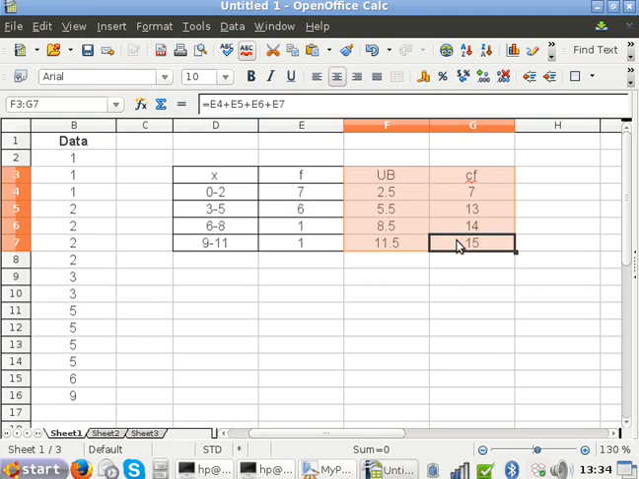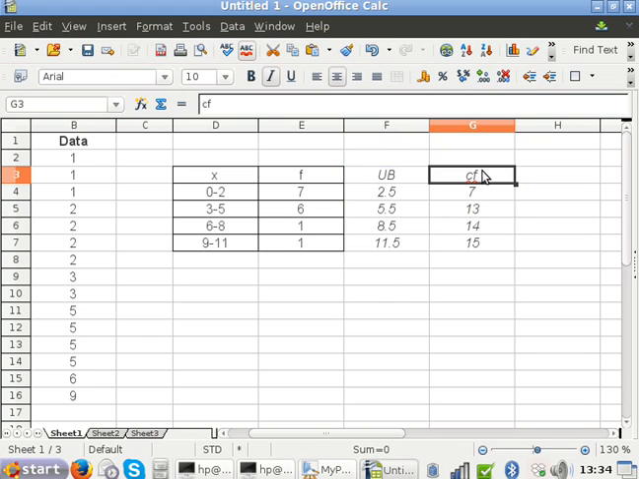Okay, so this is your extension. So what I want you to do for me now is to draw the cumulative frequency polygon. I know you don't like this, I'm sorry. It's okay.